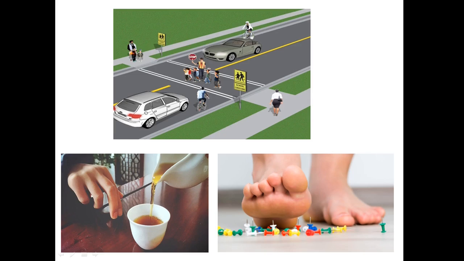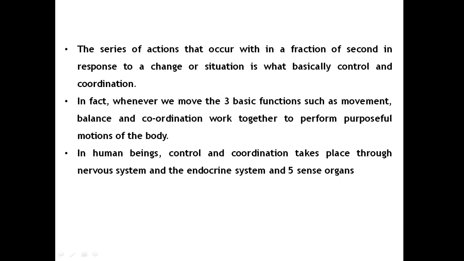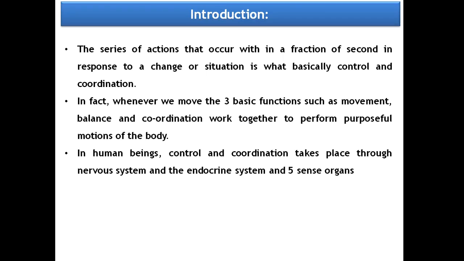Your answer to all these questions is that animals, including humans, have a system which is responsible for all these sudden responses to stimuli. This system is called the nervous system. The series of actions that occur in a fraction of a second in response to a change or a situation is what we basically call control and coordination.